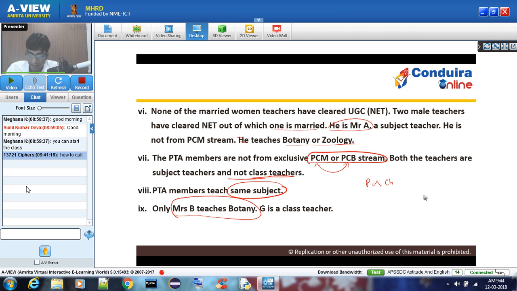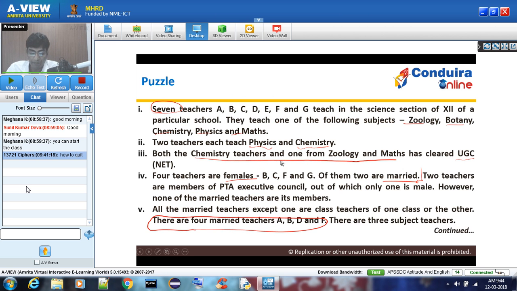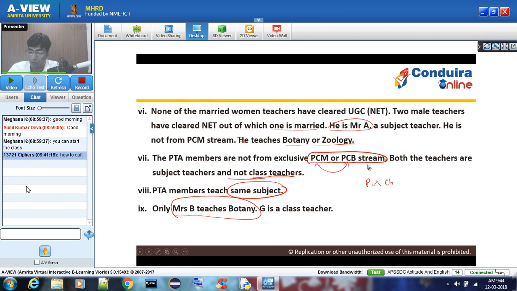Let's start from the beginning again because this is something that we have possibly used already. Two teachers each teach physics and chemistry, that's nice. Both the chemistry teachers and one from zoology and math have cleared the UGC net. Now we have a lot more about UGC net.